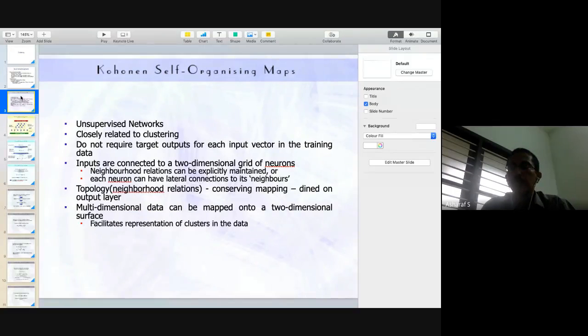These are unsupervised networks closely related to clustering. They don't require target output, so you don't have to have labeled data here. Inputs are connected to a two-dimensional grid of neurons. Neighborhood relations are explicitly maintained, meaning each neuron can have lateral connections with neighbors. Also the neighborhood is updated. It's a topology preserving mapping.